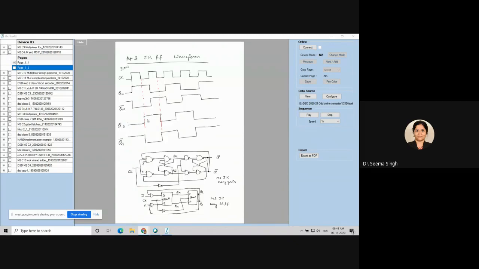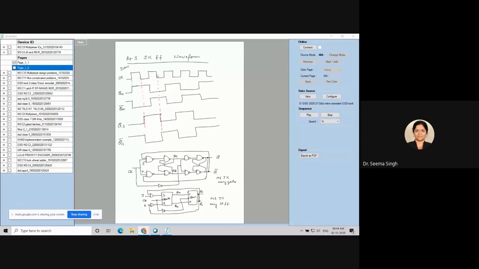Now what can you see? When my output is changing, you can see here with this red line, it changes when the clock is moving from positive to negative. This is called negative edge triggered. At this negative edge, your actual output, which is the slave only, changes.